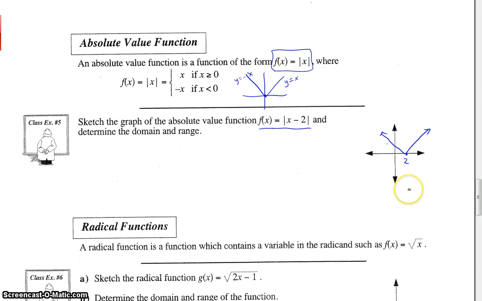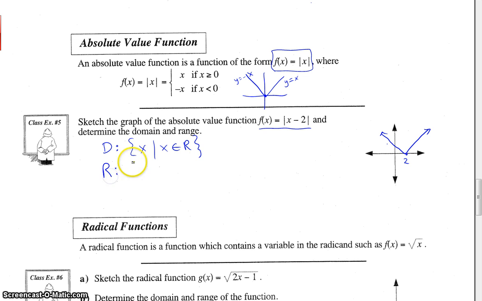And this was equal to 2. Okay, so to determine the domain and range from that, again, domain, all possible x values, and it looks like it goes forever left and right. So I'm going to call the domain x such that x is in the reals. And it's all real numbers left and right.